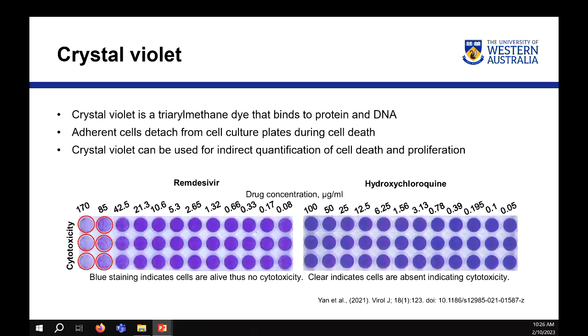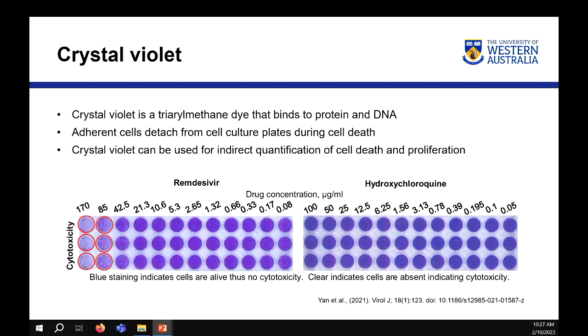So this is a test that you're going to be doing as well in the practical. This is crystal violet. Crystal violet is a dye that binds to protein and DNA. Now what this test is actually relying on is the fact that when in a monolayer, dead cells will float and lift off because they're not adherent, they can't stick to the plastic. So this assay is looking at the number of cells that are adhered and making the assumption that the adhered cells are still viable.